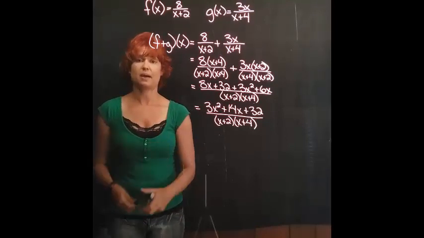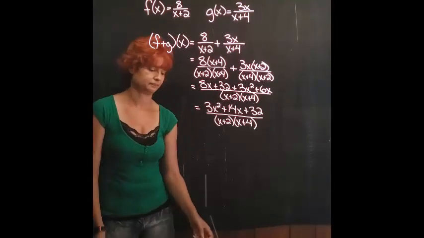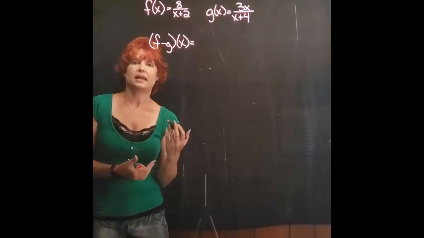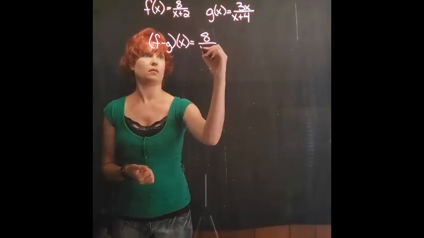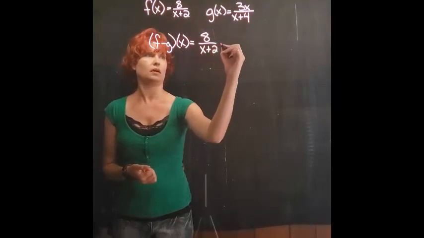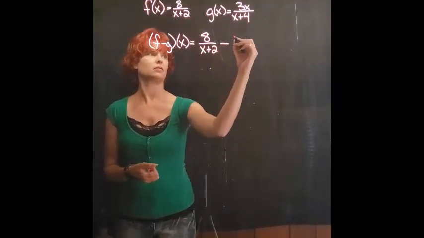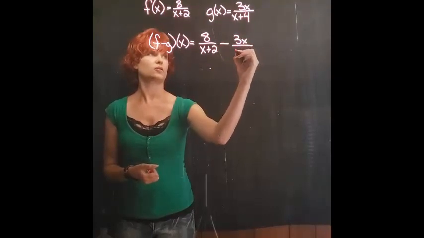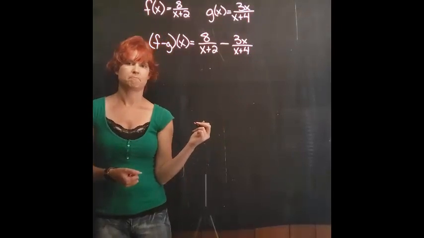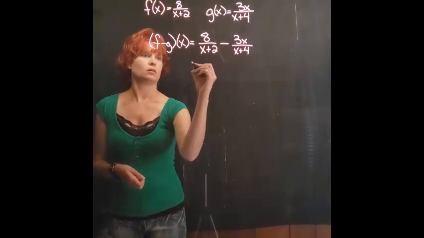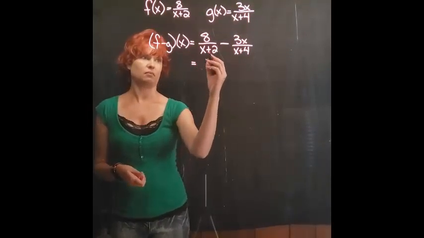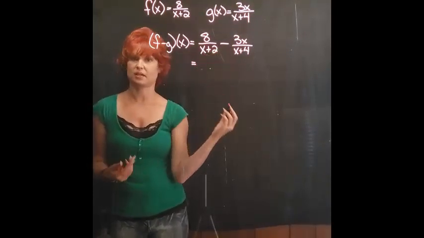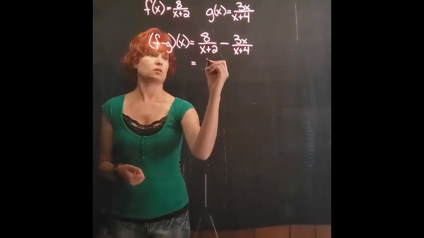So now let's see what happens when we subtract them. So now we're looking at f minus g. So we're going to take our f function and subtract the g function. Okay? So I'm going to go ahead and get our common denominator here, just like we did when we were adding.